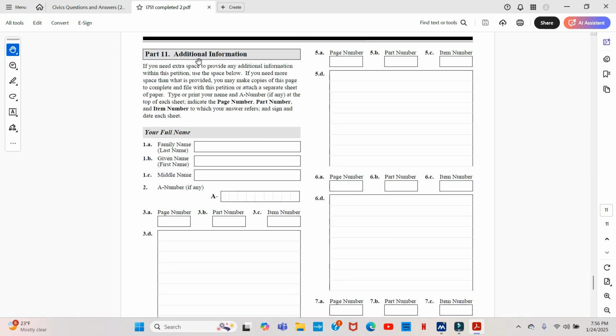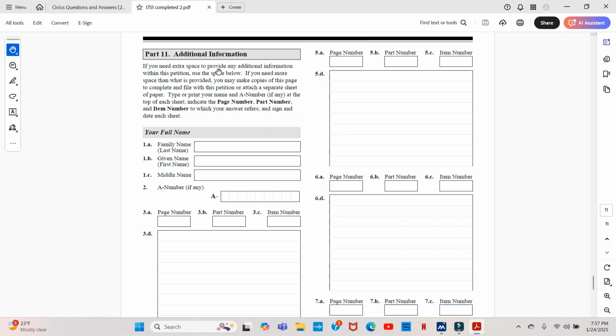Moving on, additional information here in part 11. So if you have additional information that you did not have sufficient space for above, then this is where you would need to place the information. You would need to type or write your name in the sections here, your A number, the page number, the part number, the item number applicable to the additional information that you're providing here. So this section here is self-explanatory.